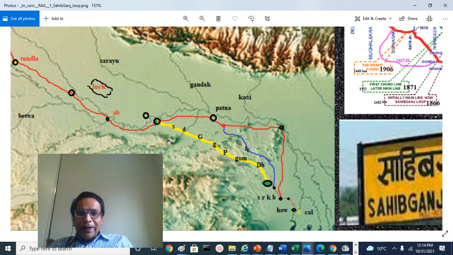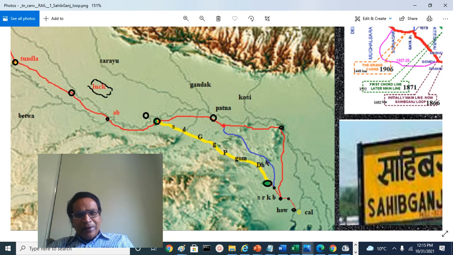This became the Chord line. Kiul became the Chord. SAHIBGANJ became the loop line. When the Gaya railway track was built, Sitarampur to Mughalsarai, this became the Chord, the shortest one. This, that is, the Kiul line, became the main line and SAHIBGANJ remained a loop line. So we have a loop line here, a main line here, and a Chord line here.